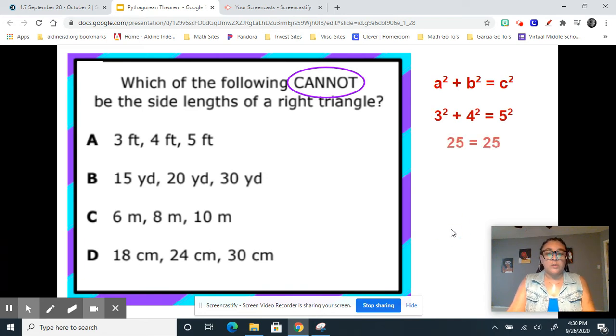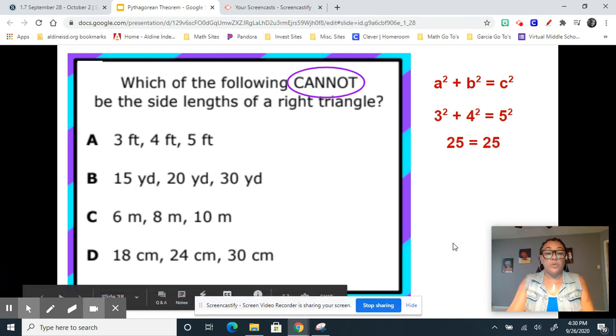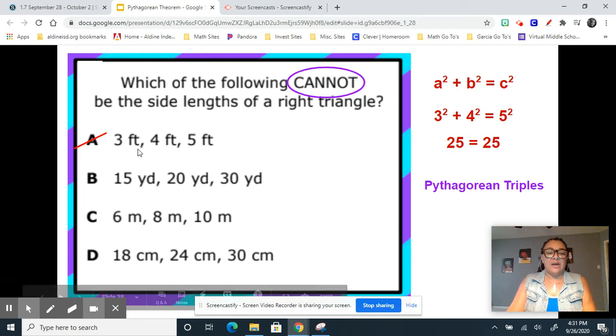When we solve, we see that 25 equals 25, which means those measurements create a right triangle. So since I'm looking for the one that cannot, then answer choice A is eliminated. Okay. Now, I'm going to use something called the Pythagorean triple. Since I have identified that the side lengths 3, 4, and 5 create a right triangle, I can also use those measurements to help me identify other right triangles by their multiples.